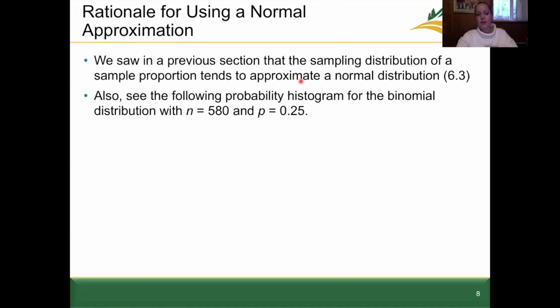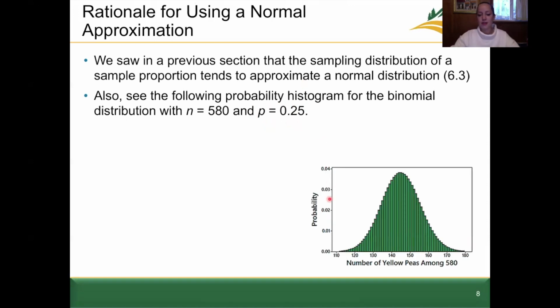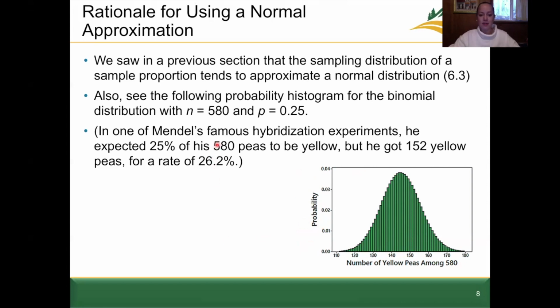So now coming back to 6.6 specifically, in this following probability histogram for a binomial distribution, the number of trials n is 580, and lowercase p is 0.25. Remember, lowercase p is the probability of success in one of these n trials. Here's what that histogram looks like. We have probability on the y-axis, and we have the number of yellow peas among 580 different trials. The scientist that worked on data like this is from the biology world, so this is Mendel. In one of Mendel's famous hybridization experiments, he expected 25% of his 580 peas to be yellow.